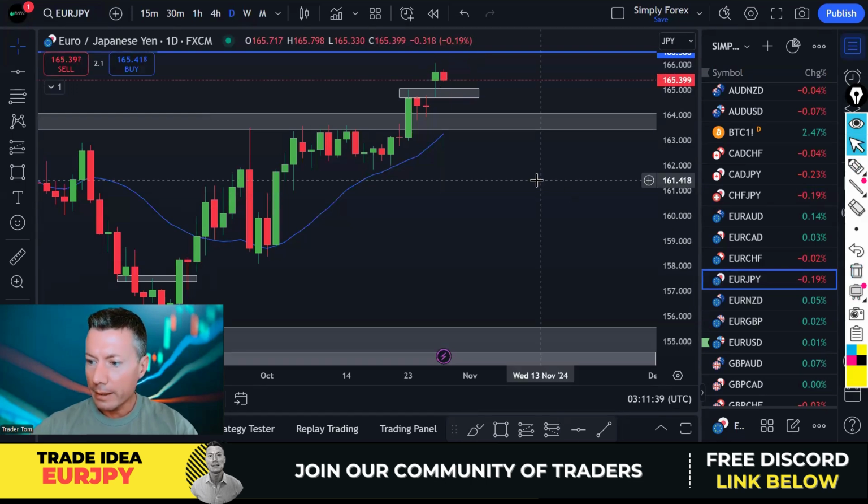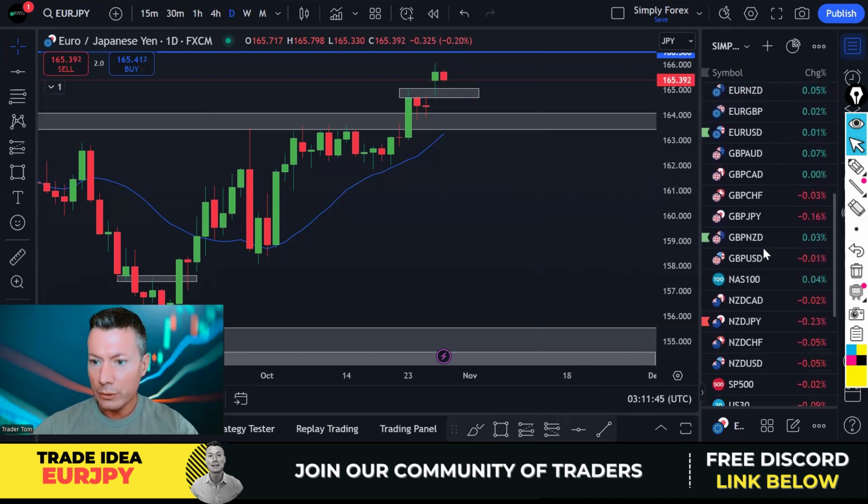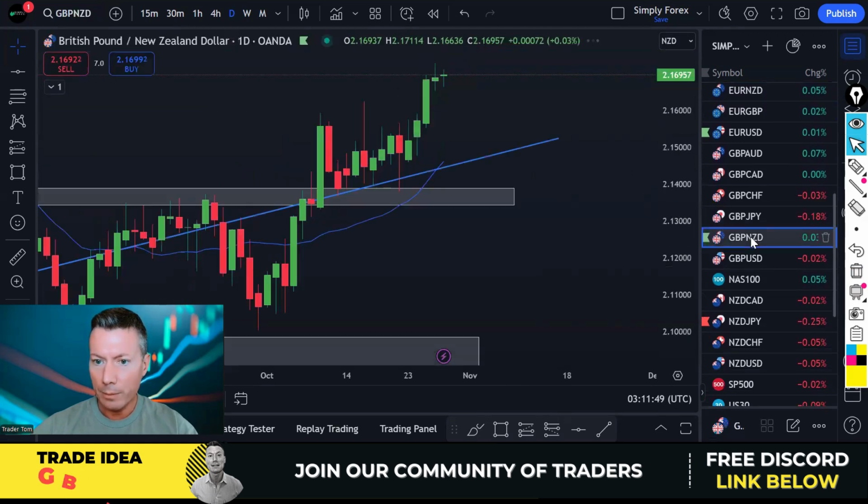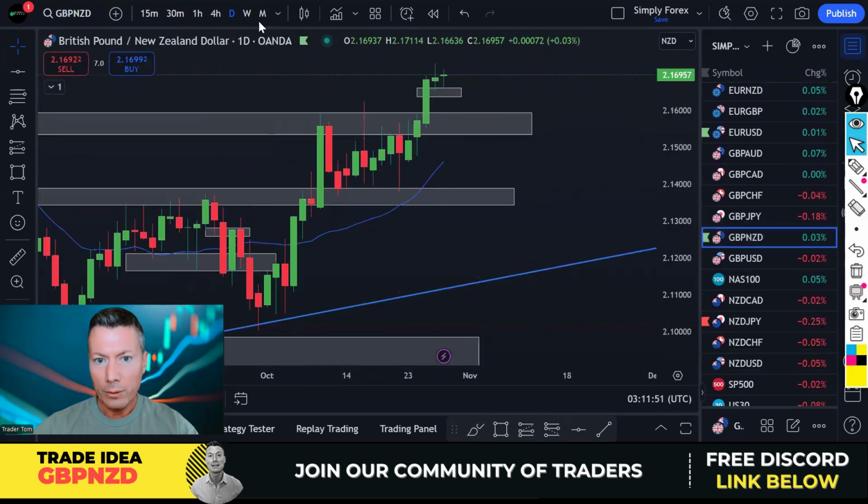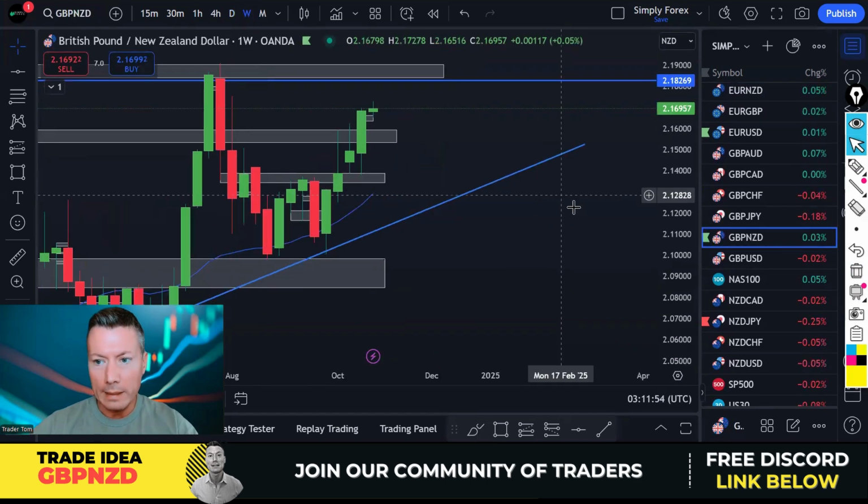What else are we looking at, guys? So there's the yen pairs. Okay, still looking at pound New Zealand dollar, right? And then we've got a couple of US dollar pairs as well. But let's look at pound New Zealand dollar. And the weekly chart, right, is what we really like here.